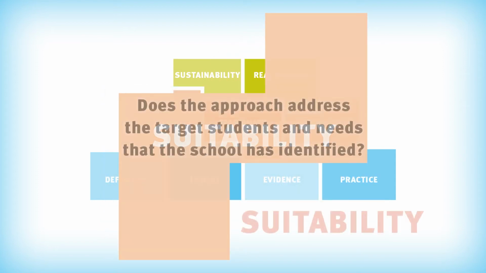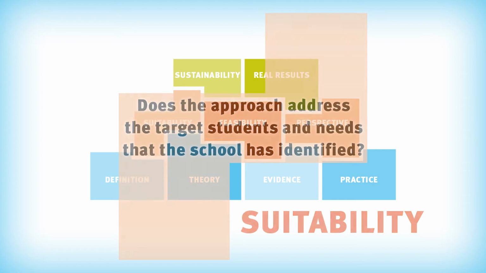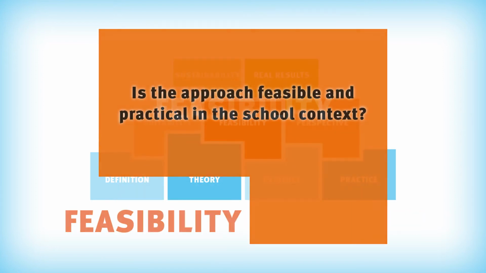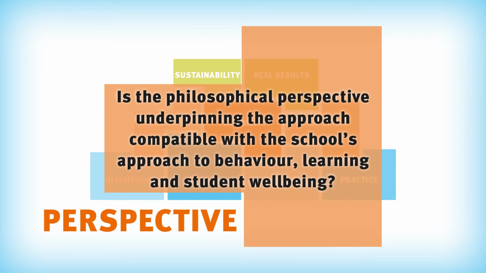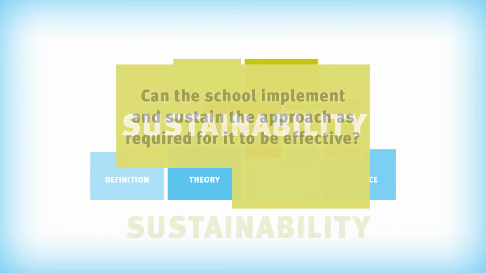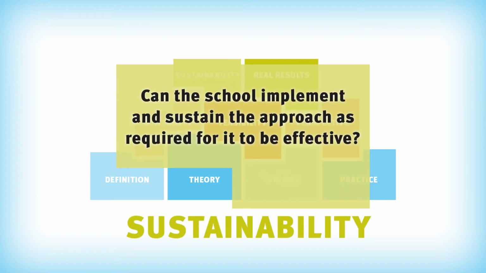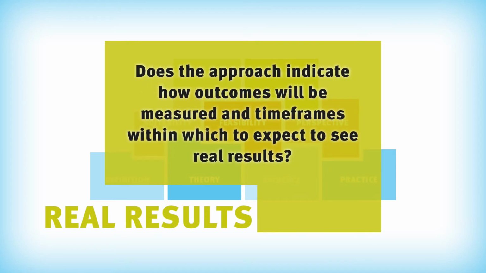Suitability. Does the approach address the target students and needs that the school has identified? Feasibility. Is the approach feasible and practical in the school context? Perspective. Is the philosophical perspective underpinning the approach compatible with the school's approach to behaviour, learning and student well-being? Sustainability. Can the school implement and sustain the approach as required for it to be effective? And real results. Does the approach indicate how outcomes will be measured and timeframes within which to expect to see real results?